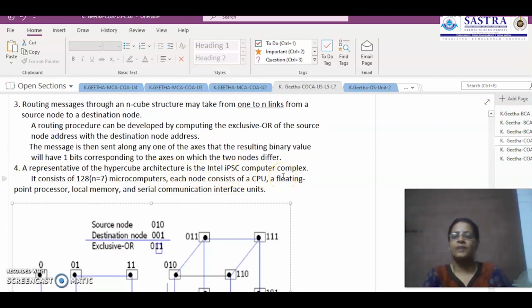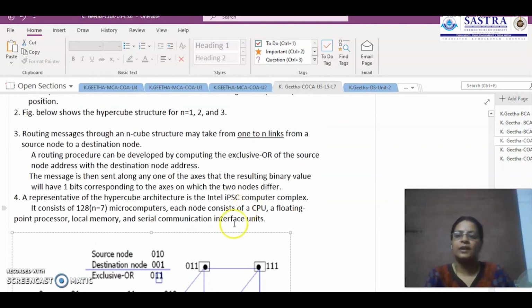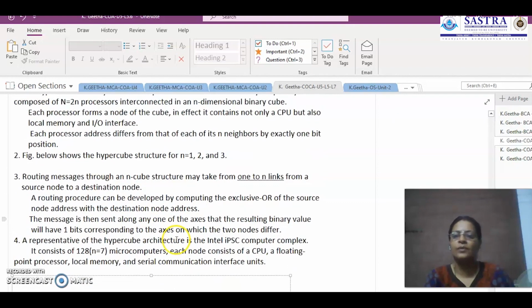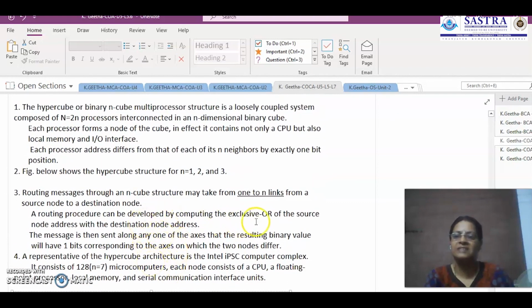So this is one of the famous typical examples of a hypercube architecture, and it will contain n equal to 7, so totally 2 power 7, 128 microcomputers, and each node will have its own CPU, floating point processor, local memory, and serial communication interface. The connection between these adjacent nodes is implemented by means of the XOR operation, by XORing the source node address with the destination node address.